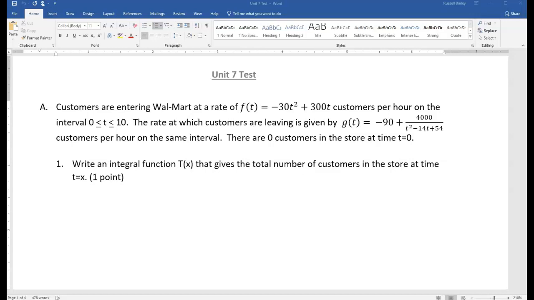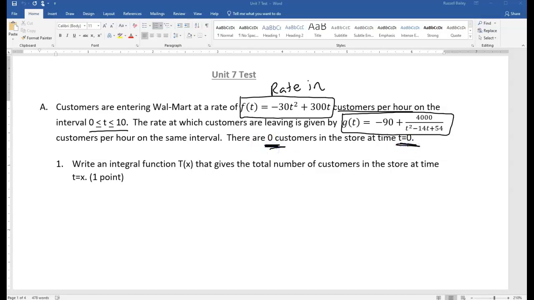So customers are entering a Walmart at this rate. You can tell that that's your rate in because the customers are coming into the store at that rate, right? Notice your units are customers per hour. That's something to pay attention to for F. And we're also looking at this interval from 0 to 10. The rate at which the customers are leaving is given by this function right here. And that's also going to be in customers per hour. And then they give you an initial condition here, 0 customers at time t equals 0.